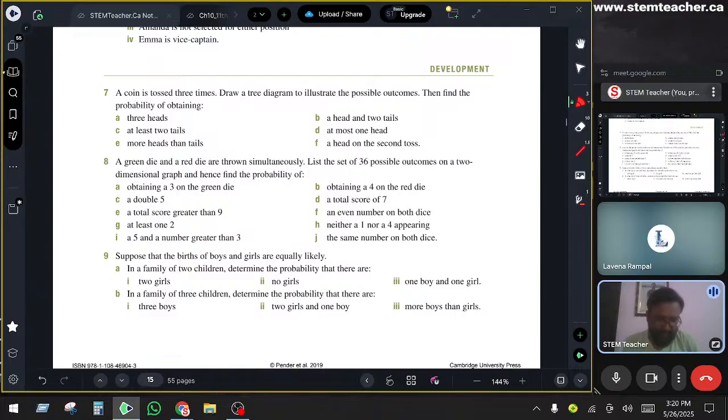Three heads, how many total? 1, 2, 3, 4, 5, 6, 7, 8. How many three heads possibilities? 1 out of 8, it's 1 over 8. Two heads and one tail.